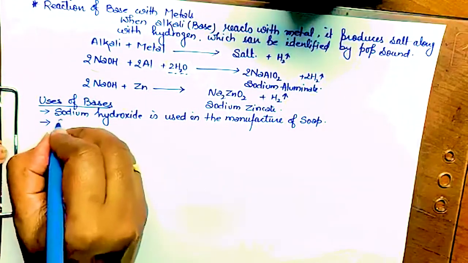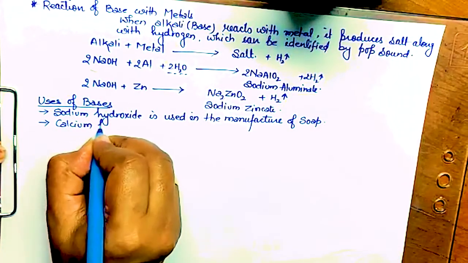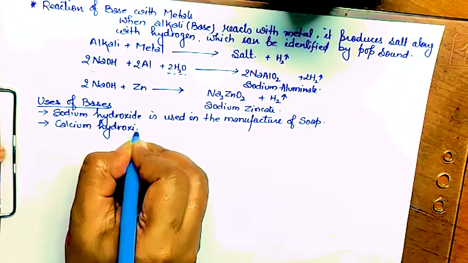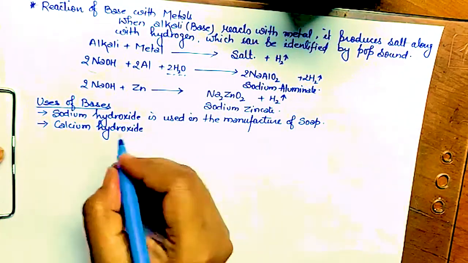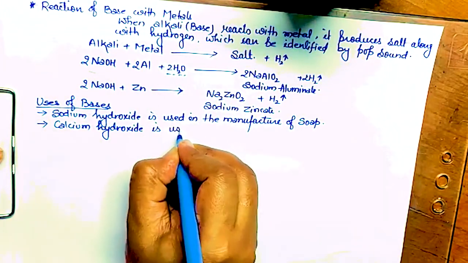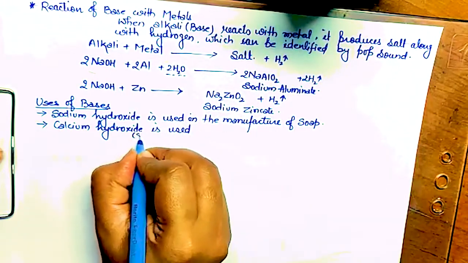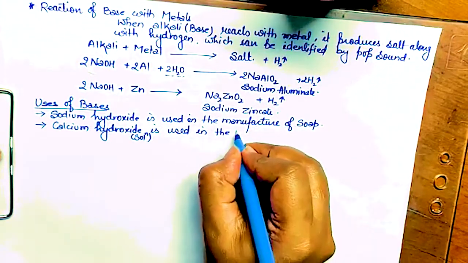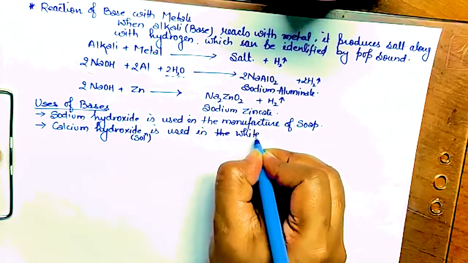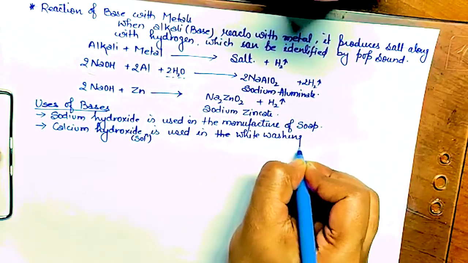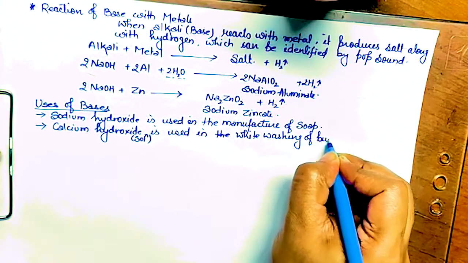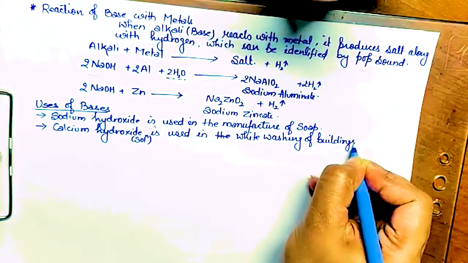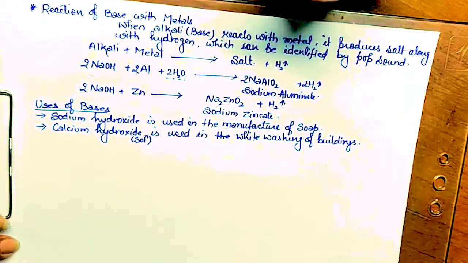Second, calcium hydroxide. Calcium hydroxide, do you know where it is used? Yes, in the previous class you have done this. Calcium hydroxide solution is used in whitewashing of buildings. Got it? Now we will do the reaction of metals with acid and base oxide.